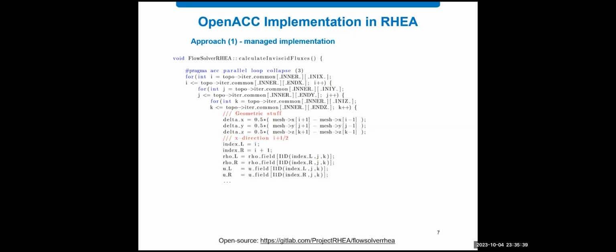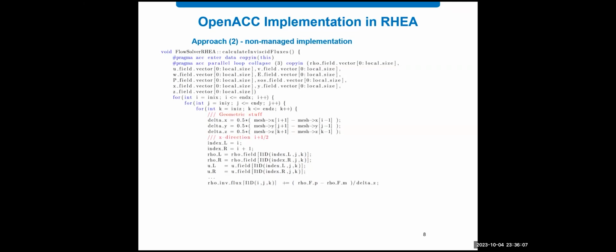So the first approach that we used was the managed one, and it reflects what I said earlier about simplicity, because it needs only simple directives you apply on top of your function. In our case here, it's the pragma acc parallel loop collapse, and this one will simply, with the compiler flag that we use for the managed option, automatically move the data in and out between the host and device.